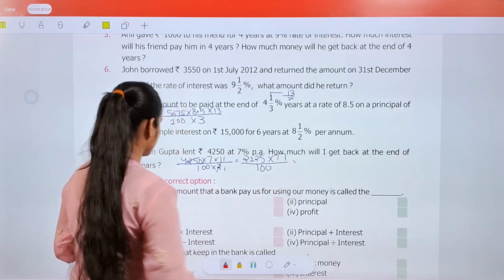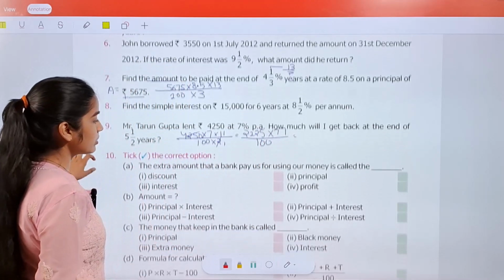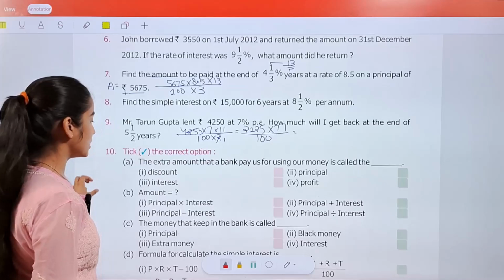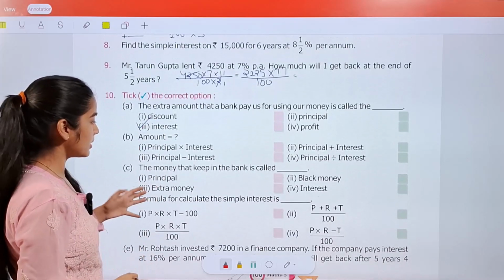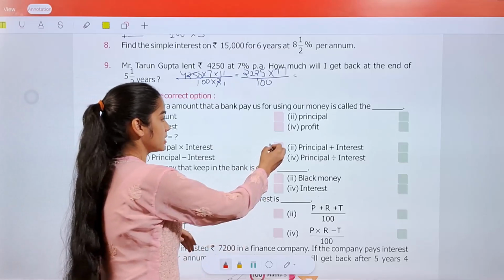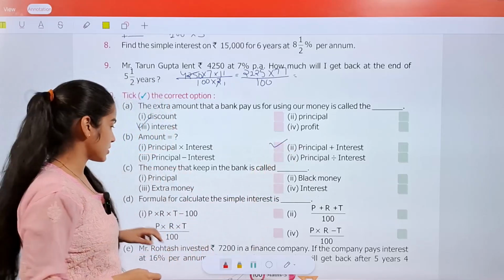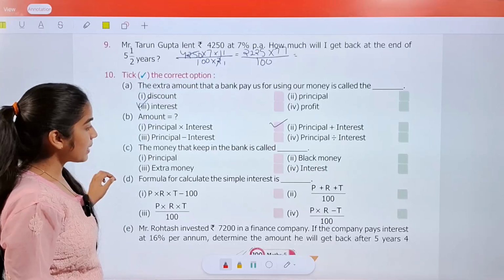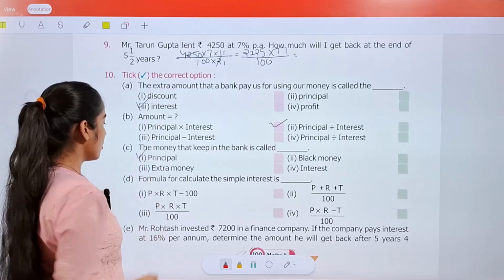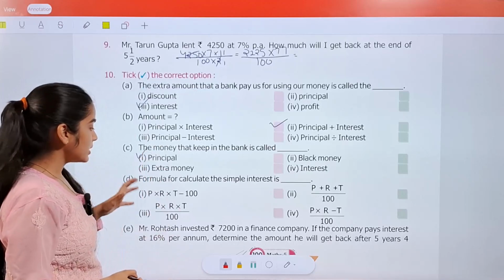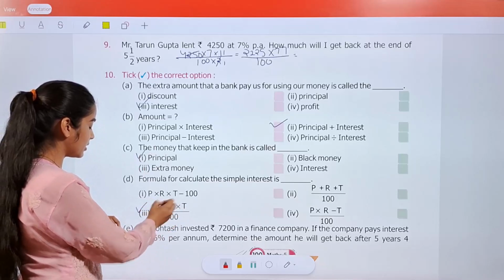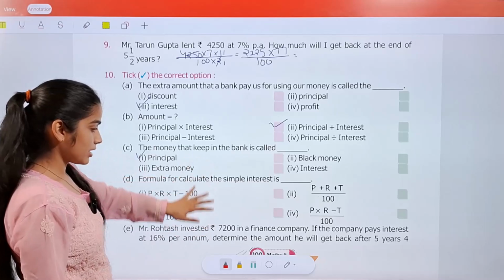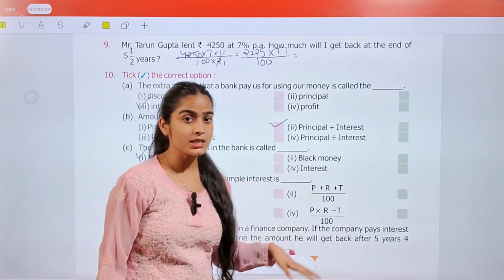ठीक है, नाउ द एक्स्ट्रा अमाउंट दैट अ बैंक पे अस फॉर यूजिंग आवर मनी इज कॉल्ड द interest. Amount is equal to principal plus interest. Okay, the money that we keep in the bank is called principal. Formula for calculating the simple interest is P multiplied by R multiplied by T divided by 100. This is your last question. You have to solve it, get your answer and write it there.